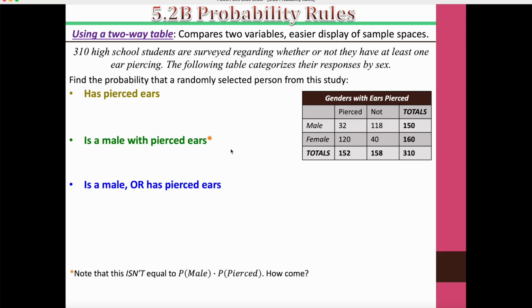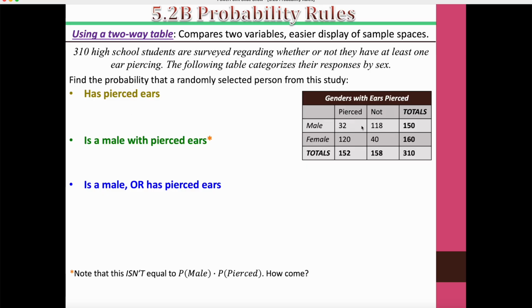This is kind of a callback to Chapter 1 when we were dealing with two-way tables. I think we did a bit of probability stuff with this, but most of the potential difficulty here is just knowing how to read what it's asking for and making sure we're giving it to them. So if I have a case like this where I say 310 high school students are surveyed regarding whether or not they have at least one ear piercing, and the following table categorizes their response by their sex. So if I want to find the probability that if I select a random person from this study, what's the probability that they have their ear pierced?